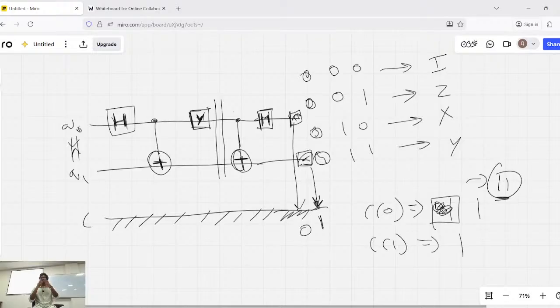Got it? So in this way, Alice is able to send two bits of information, or two pieces of information, to Bob by simply sending only one qubit. So only Q naught is being sent to Bob, right? By just sending the Q naught to Bob, she is giving two bits of information. So this particular concept is known as superdense coding. Got it? Got the concept of superdense coding, everyone?